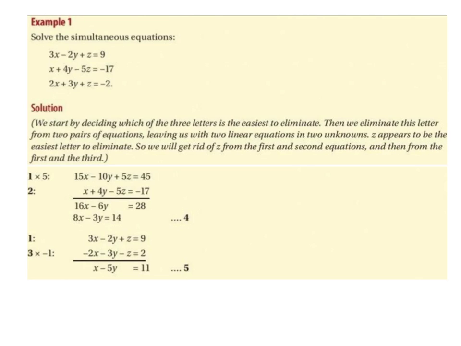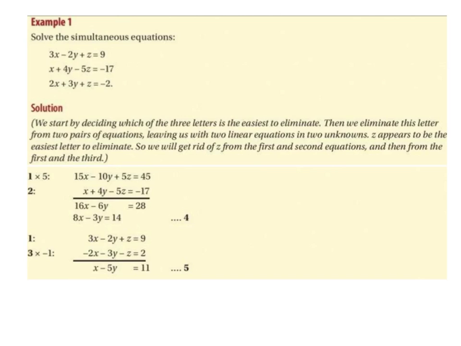Z appears to be the easiest letter to eliminate. And the reason for that is in two of the equations we just have a single z. So we have z, minus 5z, and then another single z. Whereas the y's all have different coefficients and the x's all have different coefficients. So we will get rid of z from the first and second equations and then from the first and the third.